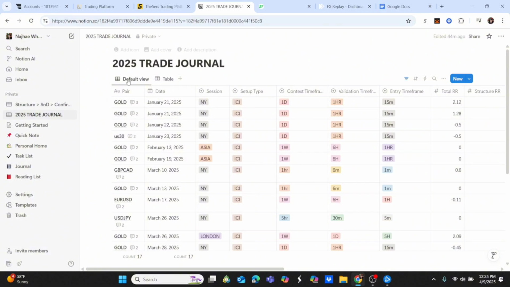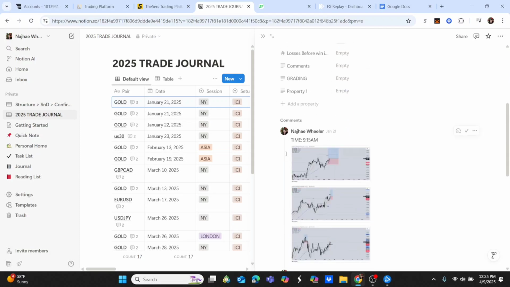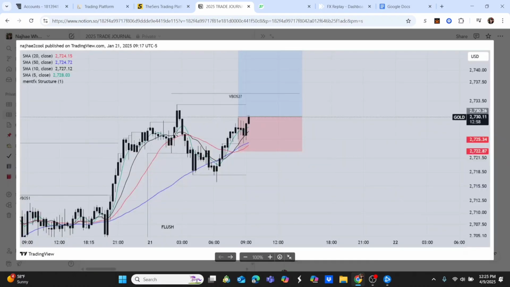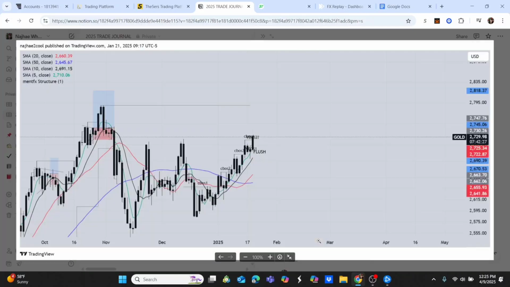So, example of this gold trade right here. I can click on it, right, and then I can see the images and see what I did. Okay, it looks extremely clean in terms of what I look for. If you know my strategy, if you show up to the live streams or whatever, you can know my strategy. And then I take multiple images of the higher time frame so I can get the overall picture on what price was doing at that moment.